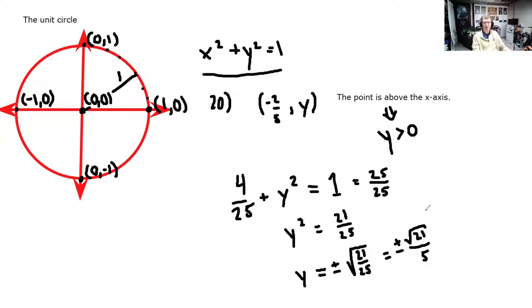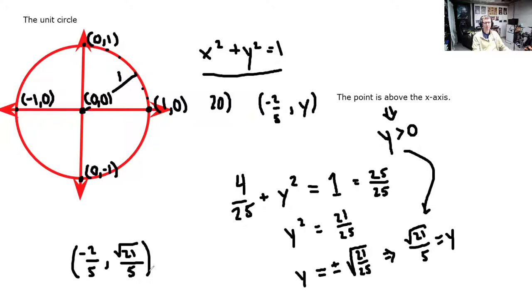And as Mariah told us, y must be positive, so we take the negative away, and we're left with the positive. Okay, so the point is -2/5, comma, √21/5. And that's it. So it's somewhere up here. If I were to try and mark out fifths, it'd be like this point right here. Okay, just as an estimate.